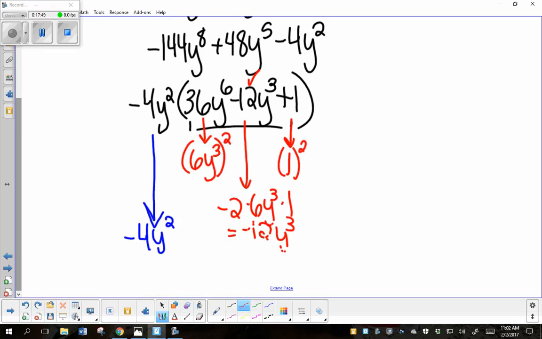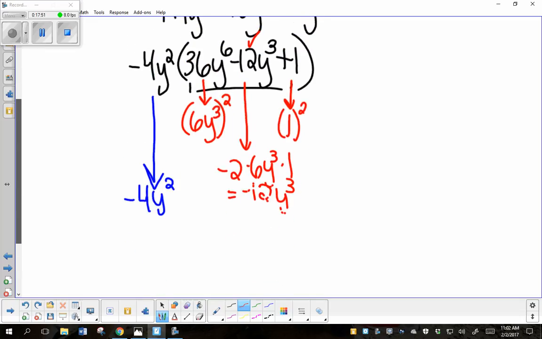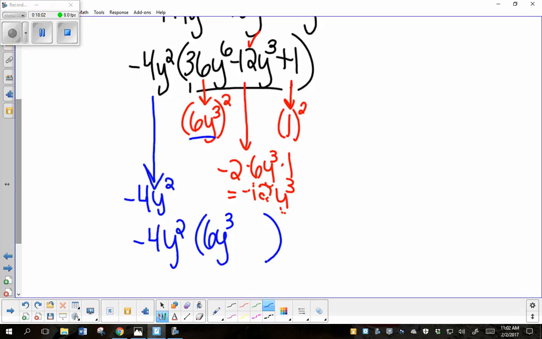So remember when we are factoring this, we have to keep that negative 4y squared out in front, and then I can set up my squared binomial here. So I've got 6y to the 3 and 1, and since it had a minus sign before my second term, it's going to be minus, and I have to put the squared outside. That is it.